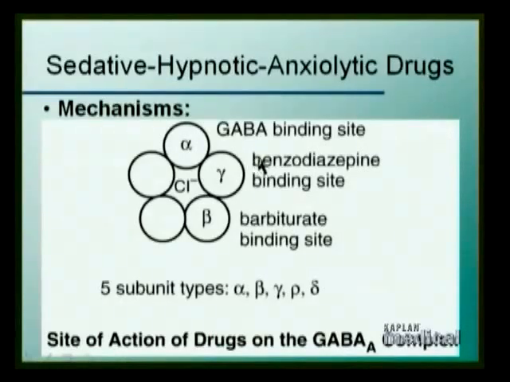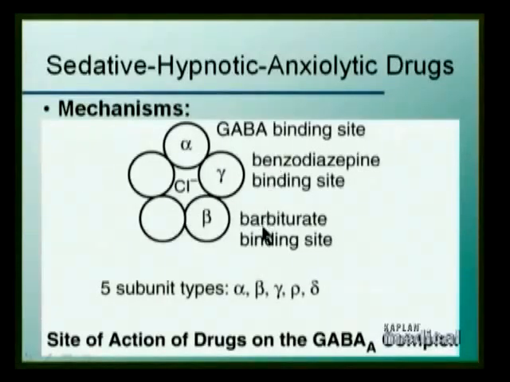Now, the fact that they bind to another site is going to be at the basis of their different effects on GABA activity. Be aware that benzodiazepines need the gamma subunit of GABA receptors to do their jobs. Barbiturates need the beta subunit to do their jobs. And interestingly, there is no overlap between the binding site of a benzodiazepine and the binding site of a barbiturate. They cannot compete with each other for binding.